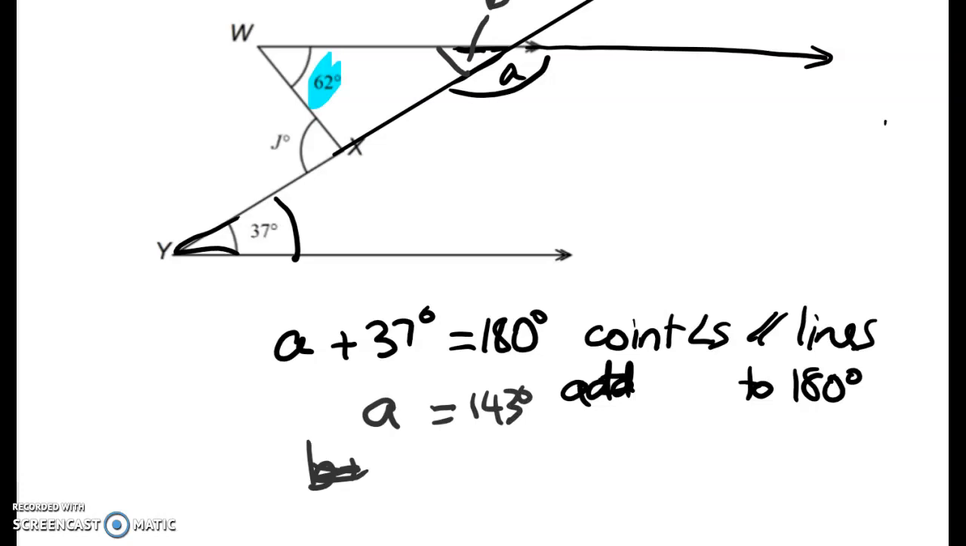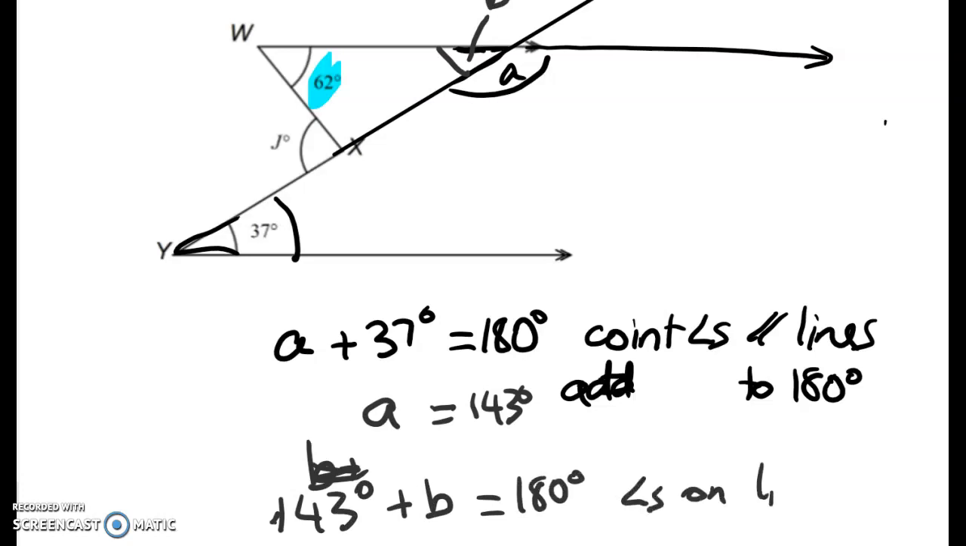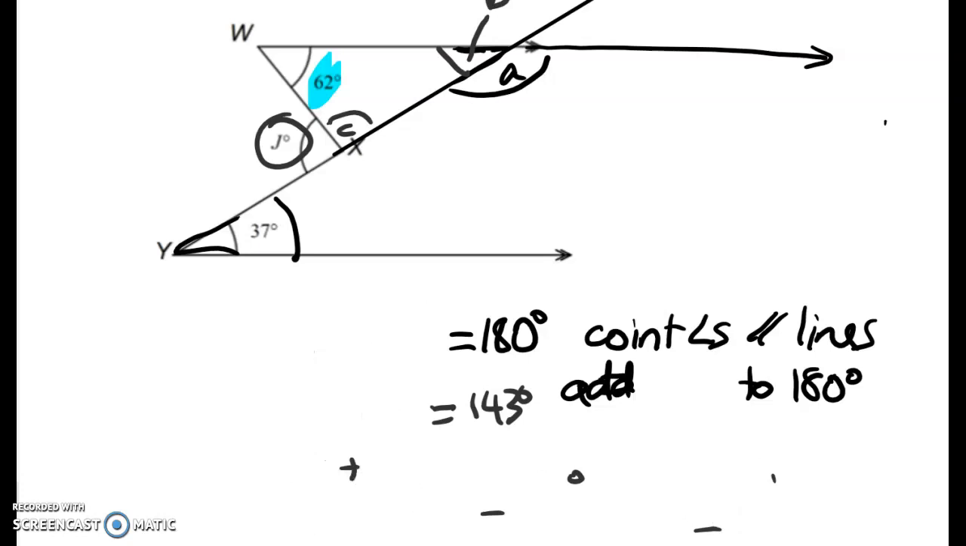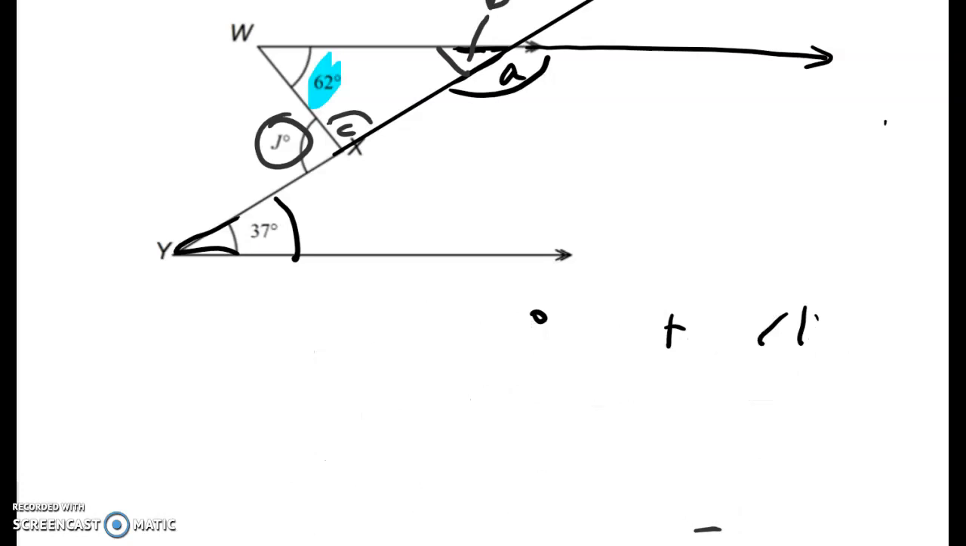And now we can use angles on a line. 143 degrees plus B must equal 180. Angles on line equal 180. Now, suppose I've forgotten the exterior angle rule, which is quite a normal thing to do when you're a year 9. What can I do next? Well, I can find angle C, and that's just using angles in a triangle.